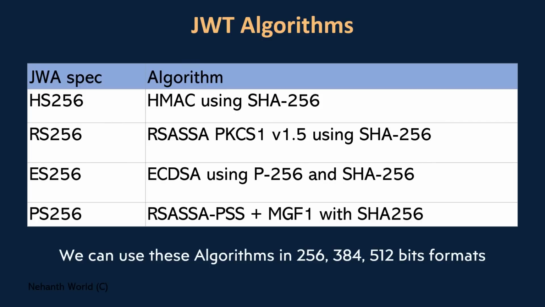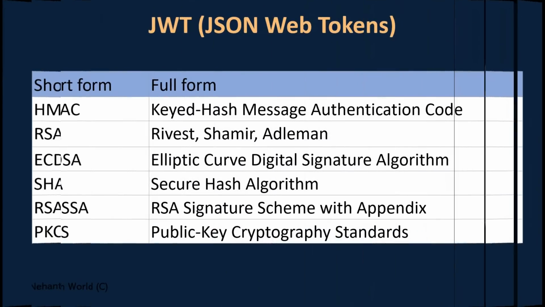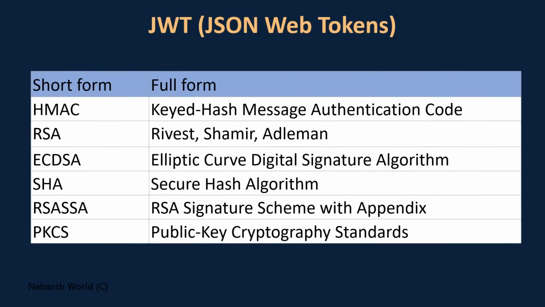And let us see the full forms for these algorithm names. When it comes to HMAC, the first one, it is hash-based message authentication code. This HMAC will work based on the private key, private key or secret key. So that's why it is a keyed-hash message authentication code.